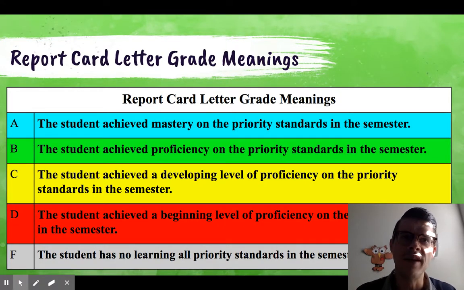A C means developing, right? You're developing towards proficiency. You're not quite there. You still have a little ways to go. Again, it's developing on those priority standards. A D means beginning. It's a beginning level of proficiency. You've shown some learning, but you have quite a ways to go to get to that minimum goal of proficiency. And then finally, the bottom level, an F means no learning has been shown. So this is specifically what each letter grade means.